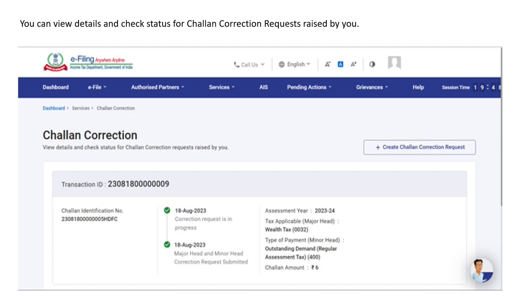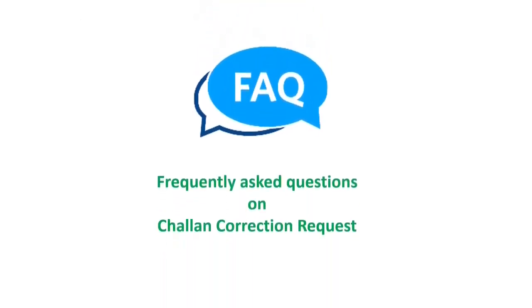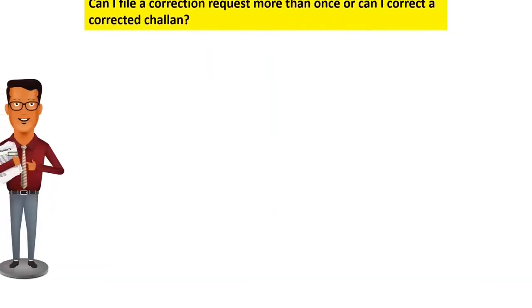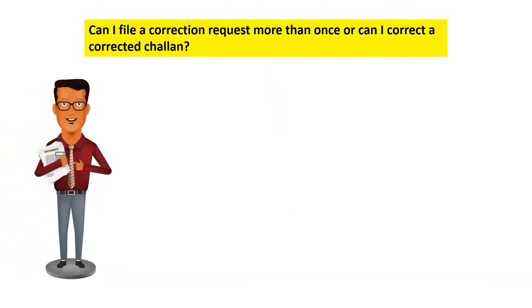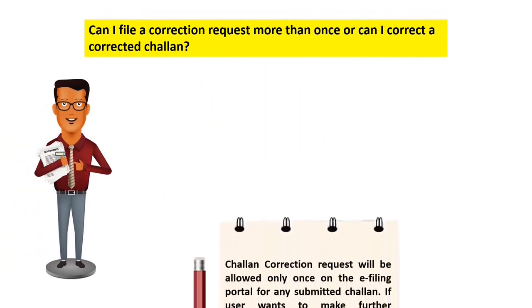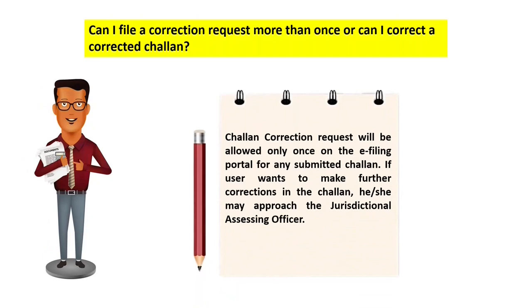It is also very important to answer some of the frequently asked questions on Challan Correction. The first question can be, can I file a Challan Correction request more than once, or can I correct a corrected challan? Please note that the Challan Correction request will be allowed only once on the e-filing portal for any submitted challan. If you wish to make any further corrections in the challan, you are requested to approach the jurisdictional assessing officer.